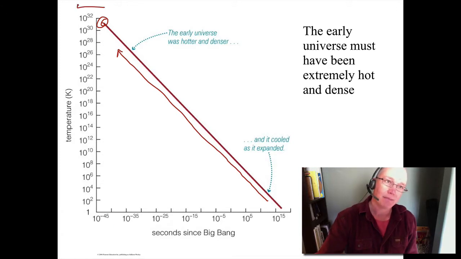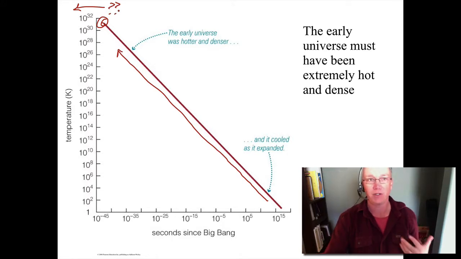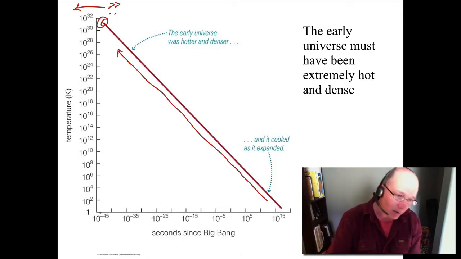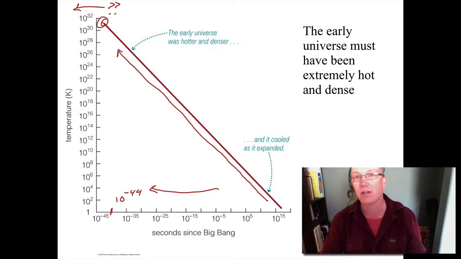Beyond that, after this point, we have no idea what the universe was like because our physics equations break down and are not capable of giving us any sensible answers earlier than that. However, I want to point out that that's at 10 to the minus 44 seconds after the Big Bang. So our physics tells us everything about the universe from 13.7 billion years after the Big Bang, which is today, back to 10 to the minus 44 seconds after the Big Bang, which is practically instantaneous.